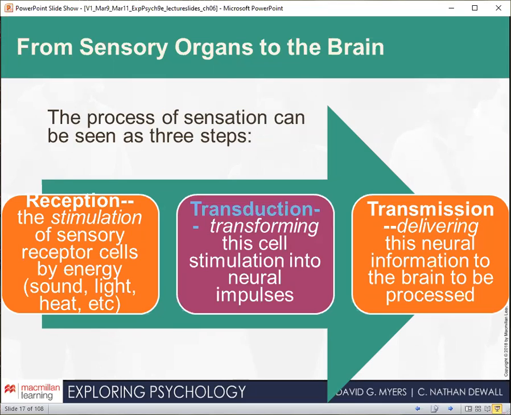Okay, those are what we're talking about here: receiving, transducing, and then transmitting or delivering the information where it can be processed. So that is a very important process that we're talking about here. The sensory receptor cells must help us to get the information, and then it must be transduced, turned into something, neural impulses, that we can actually use.